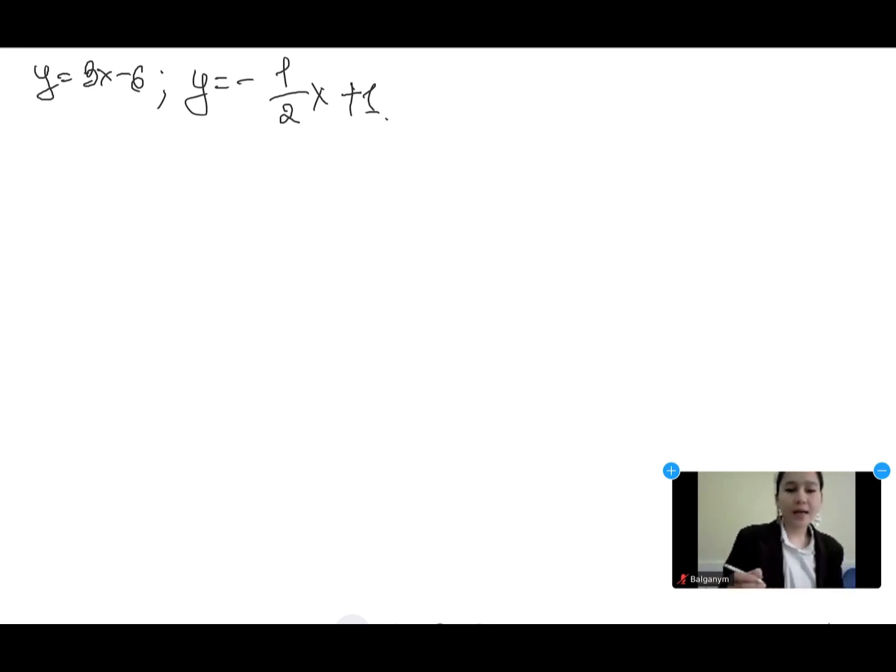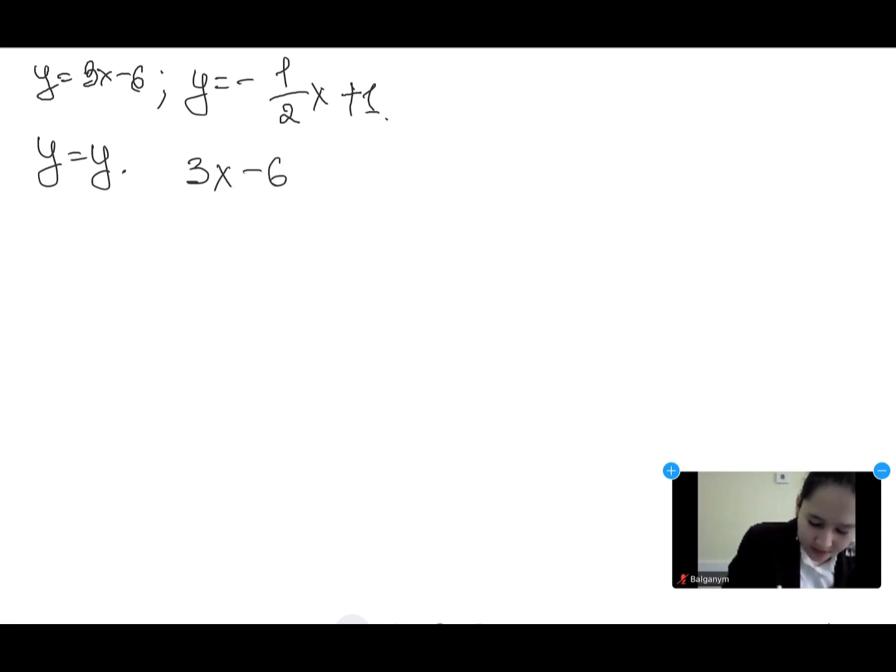We know that y equals y, and so that's why 3x minus 6 is equal to minus x over 2 plus 1.